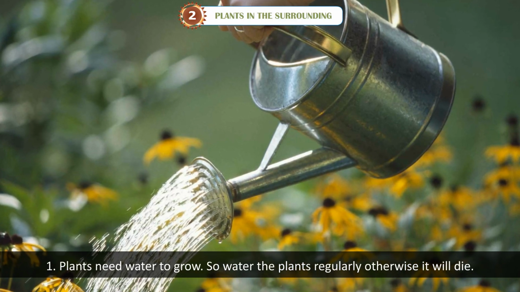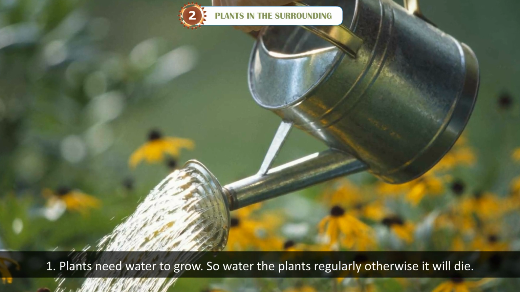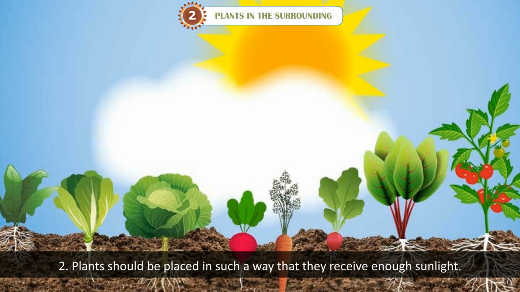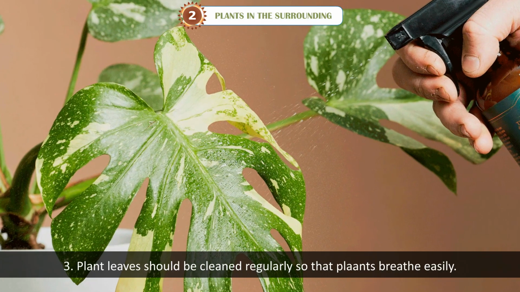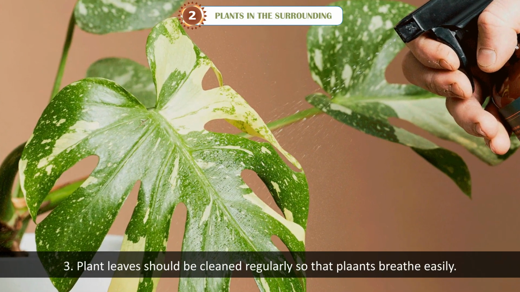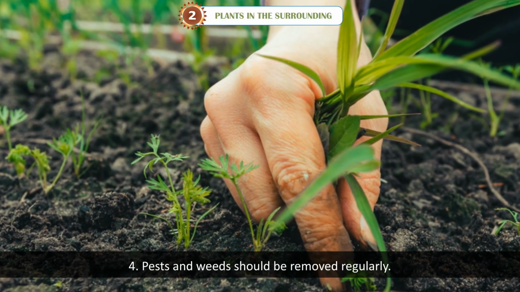1. Plants need water to grow, so water the plants regularly, otherwise they will die. 2. Plants should be placed in such a way that they receive enough sunlight. 3. Plant leaves should be cleaned regularly so that plants breathe easily. 4. Pests and weeds should be removed regularly.